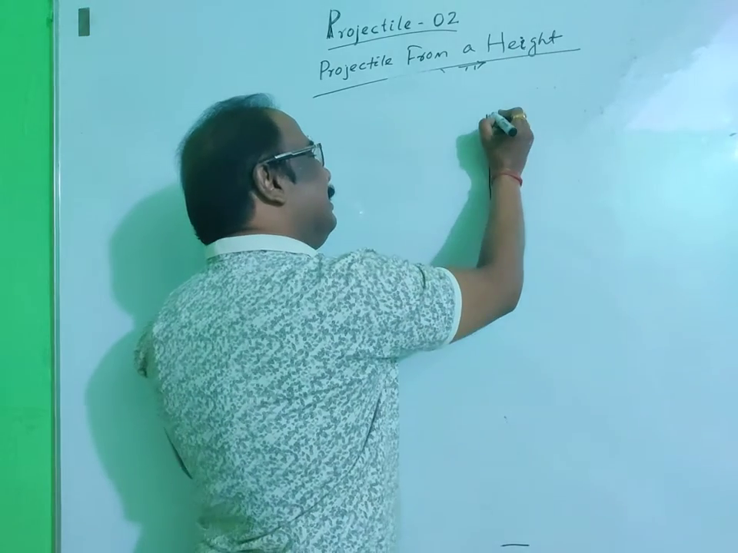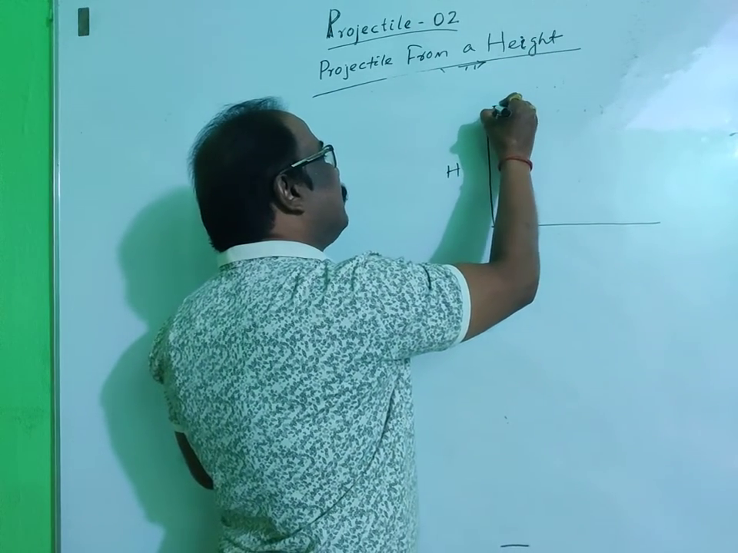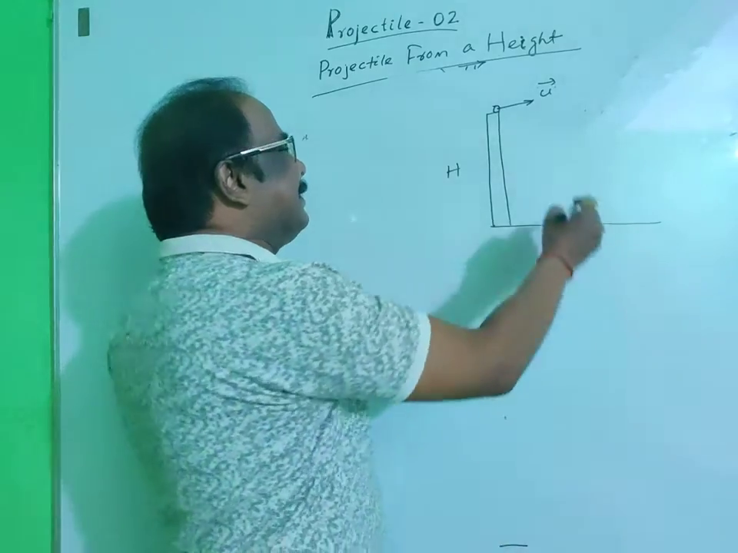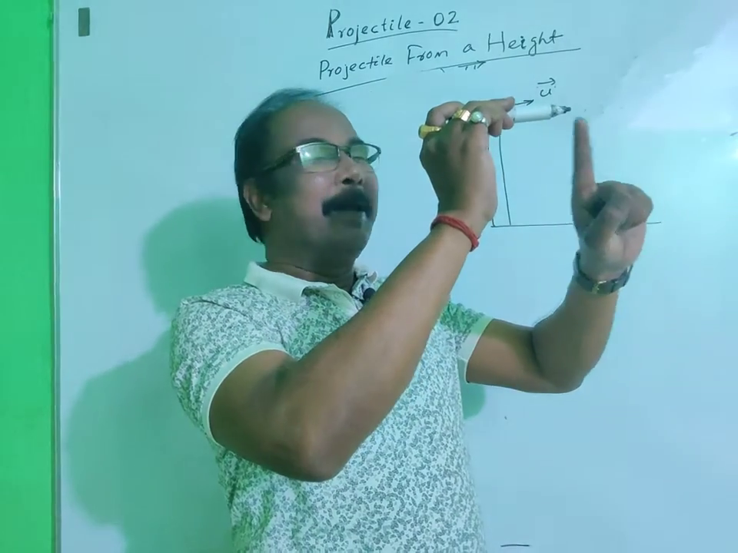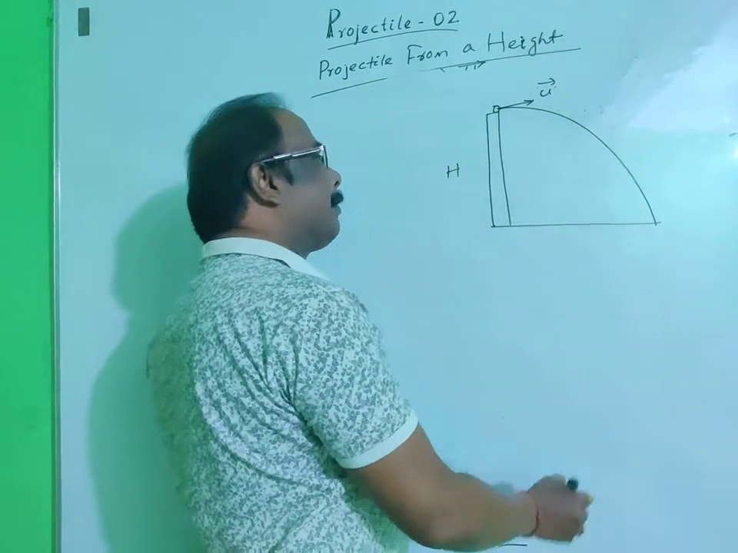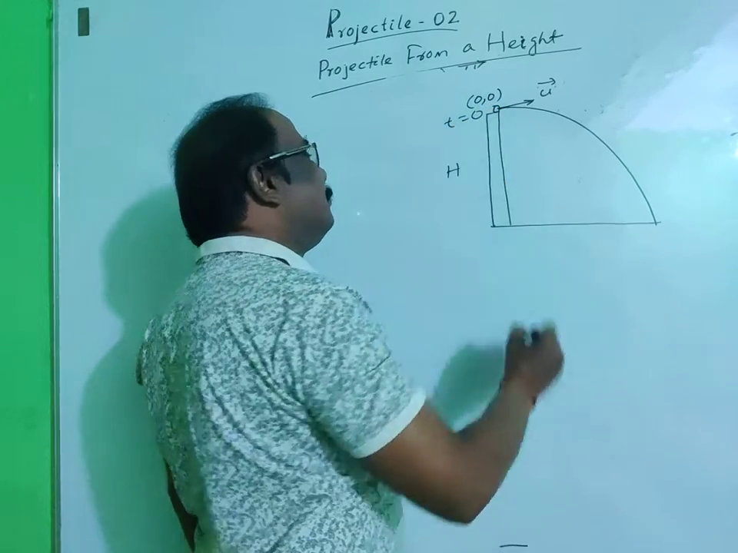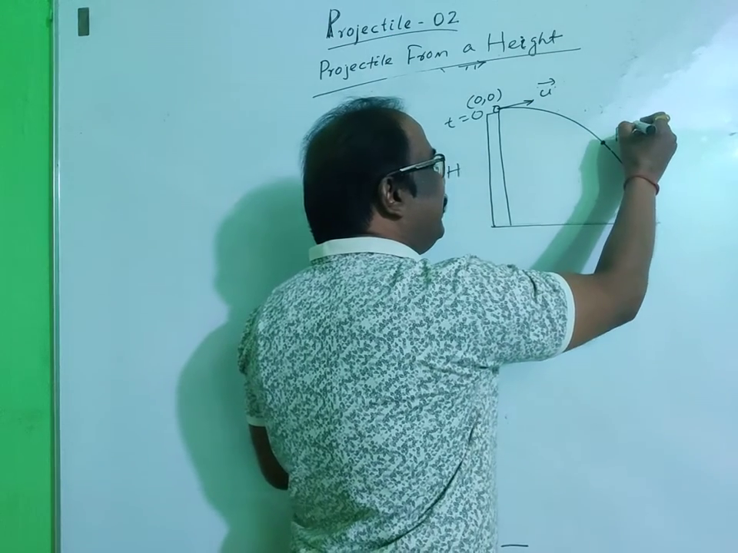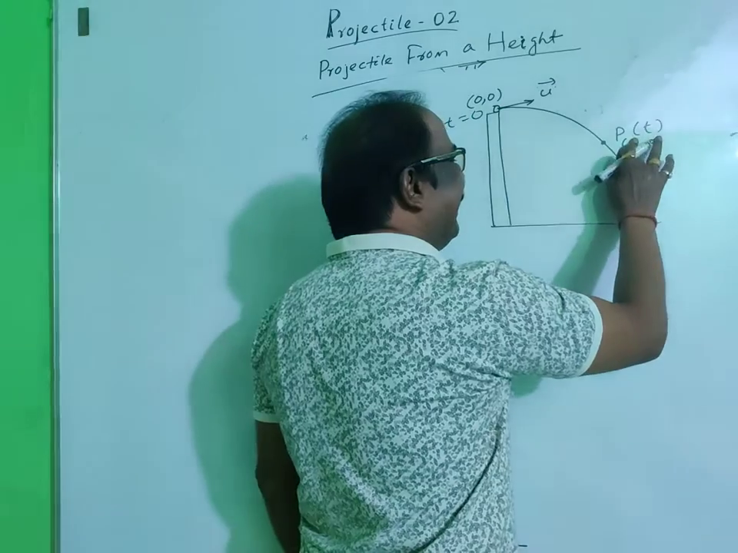Suppose this is a height h from which the body is thrown in the horizontal direction with a velocity u. So obviously you know, if you throw a body like this, parallel to the surface of earth, it will move in a curved path. So as we have observed, the body moves in a curved path. Here coordinates are 0, 0 and time is 0. Let at any instant the body have reached point P when time is t and coordinates are, sorry, x and y.